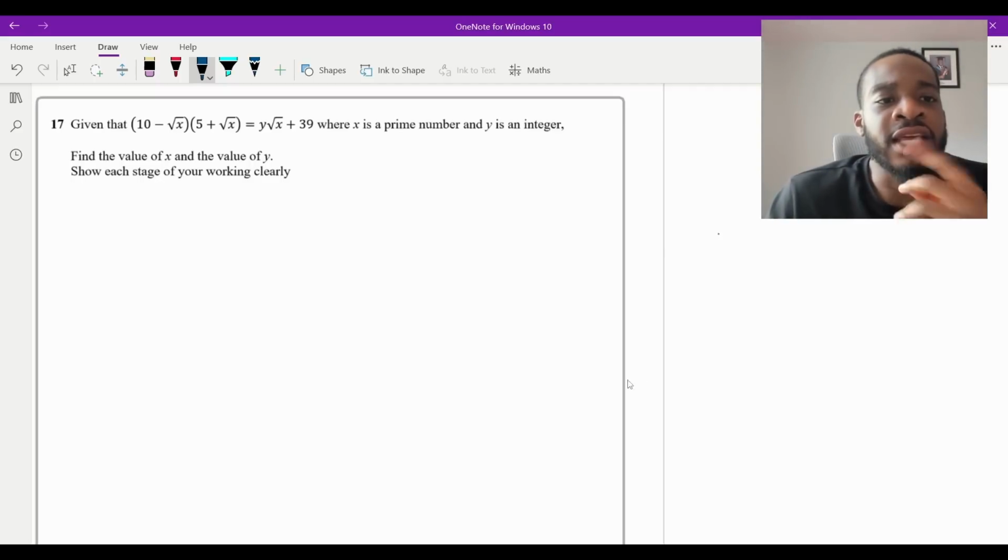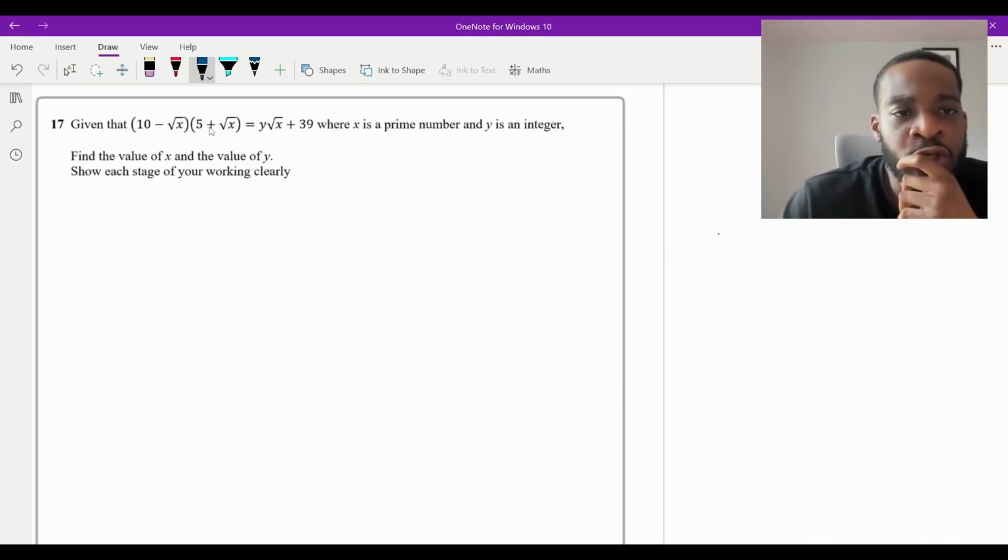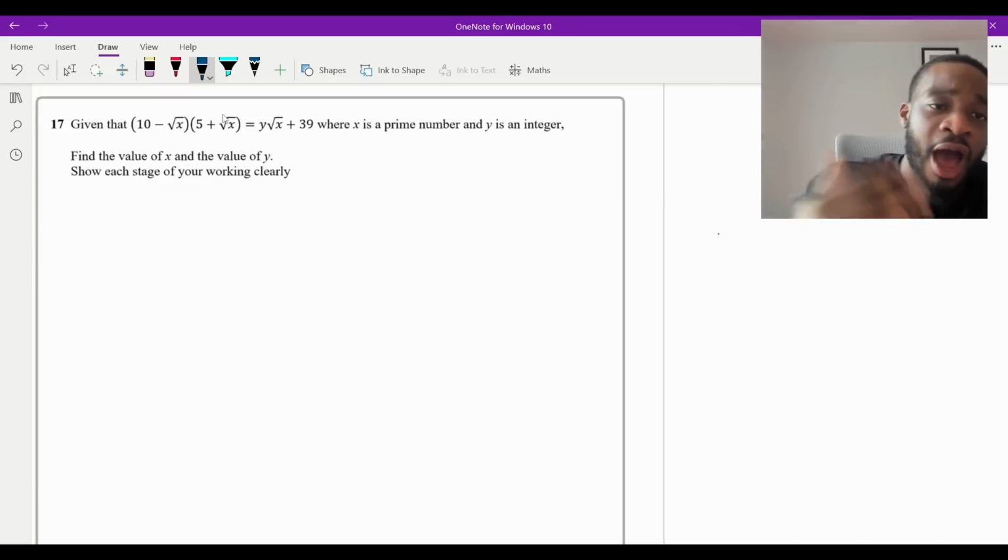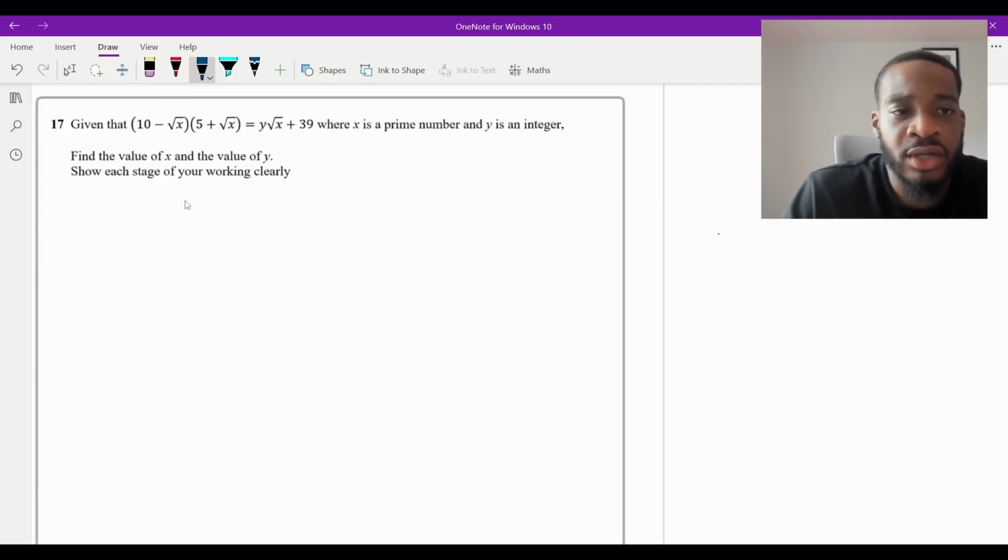Right, so these two are the same. What I would do is say, well, fine. The left-hand side is a lot more to work with. I've got brackets, so I'm just going to expand it and see what happens. So if I expand that here, that would be that and that. That's going to be 50. 10 times a root x is going to be a 10 root x.